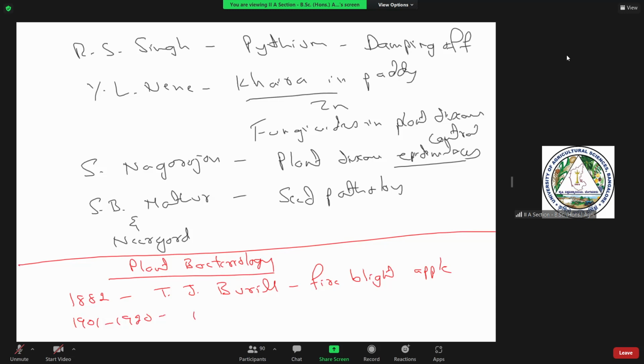Erwin F. Smith, who gave the final proof of bacteria causing plant diseases, especially the fire blight of apple. He also worked on the wilt of cucurbits, and also another important disease called the crown gall disease.